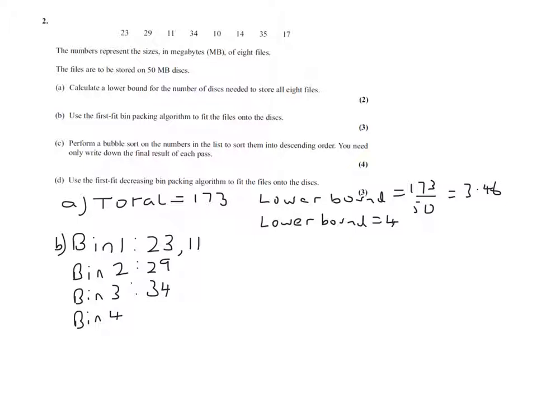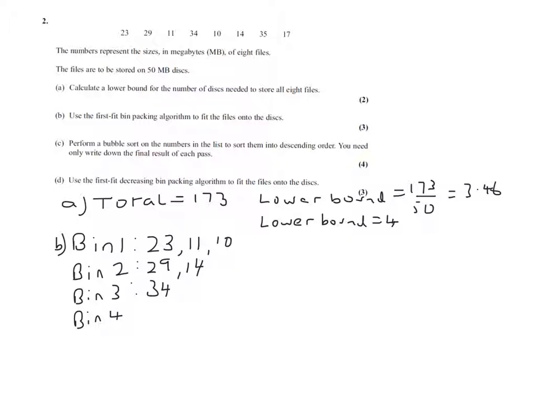Next one is 10. Will 10 go into bin 1? So far in bin 1 we've got 23 plus 11, that's 34. 34 plus 10 is 44. Yes, we can't go over 50. 44 isn't over 50, that's okay. Whoops, I didn't mean to do that. I meant to write 10. Now 14. Well, we've just said we've got 44 here, so 14 is going to take bin 1 over. 29 plus 14 is 43, so that's okay. We can put 14 into bin 2.